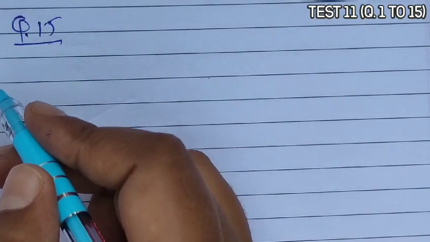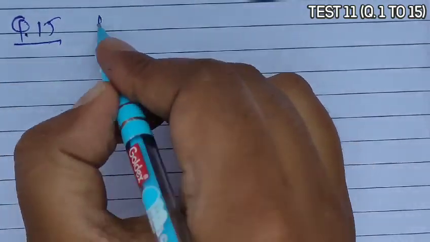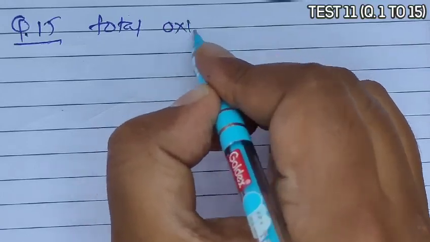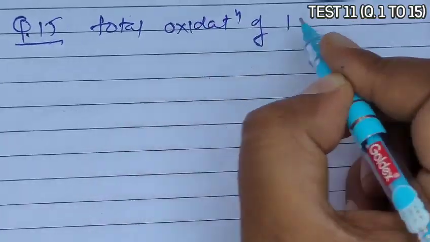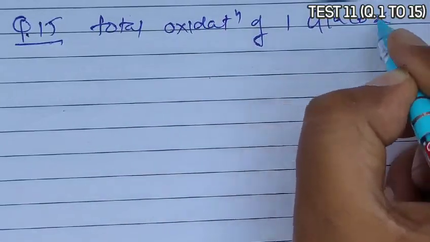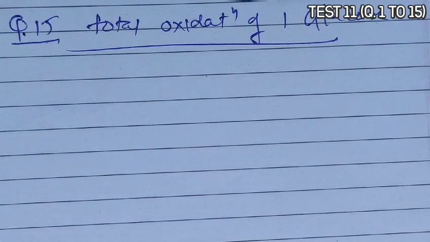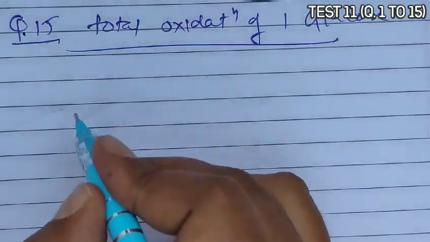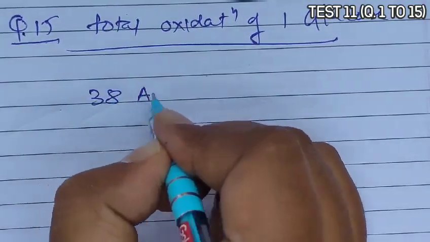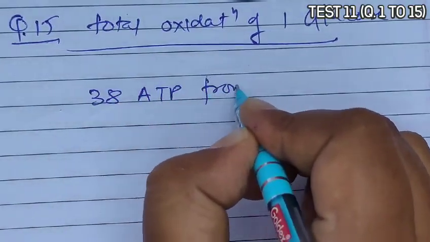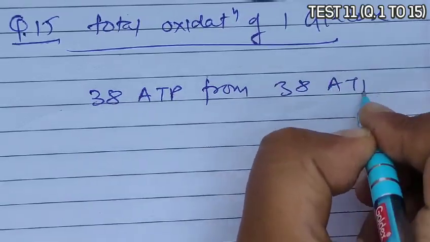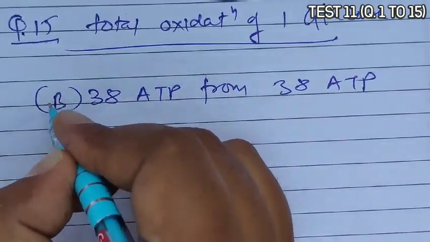Next is question 15. Question 15 asks that the energy yield as a result of total oxidation of one glucose molecule during cellular respiration is to convert. So total energy yield, you know that there is a formation of 38 ATP from 38 ADP from one glucose. So B become the correct answer.